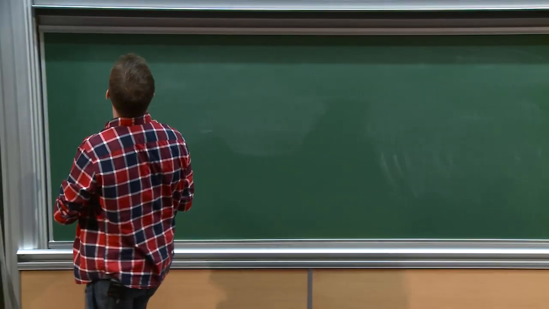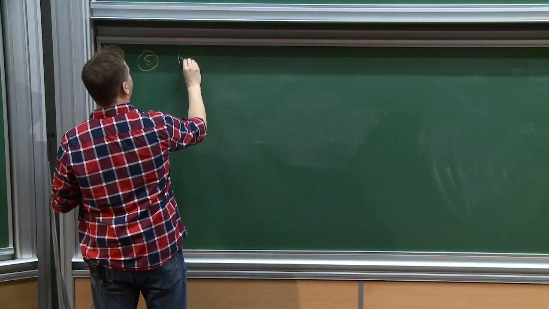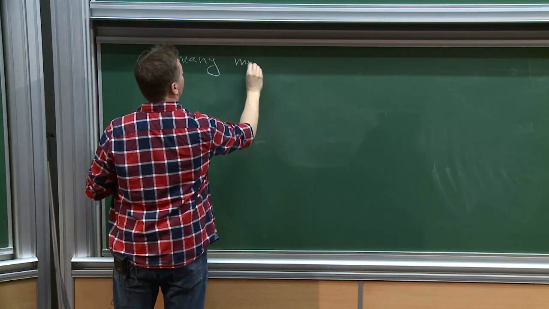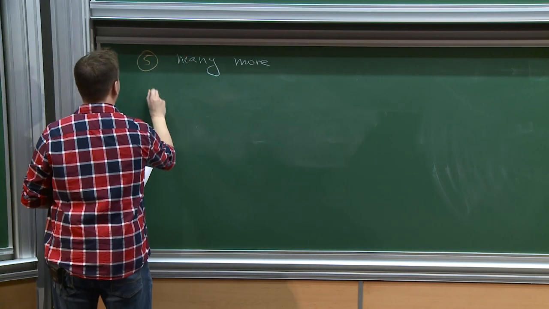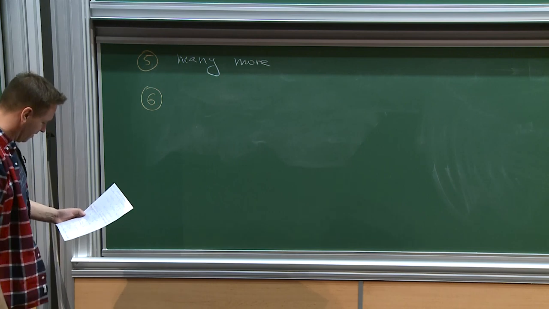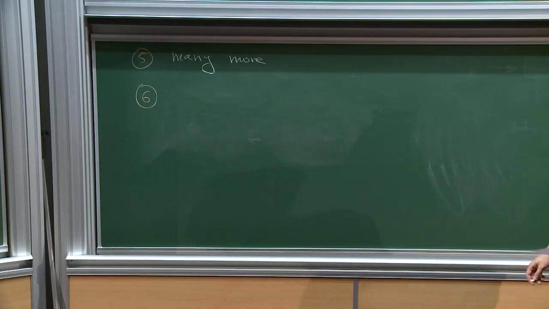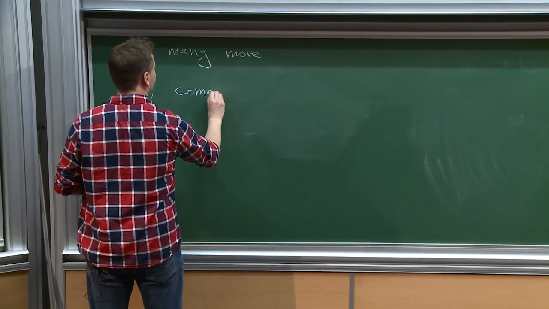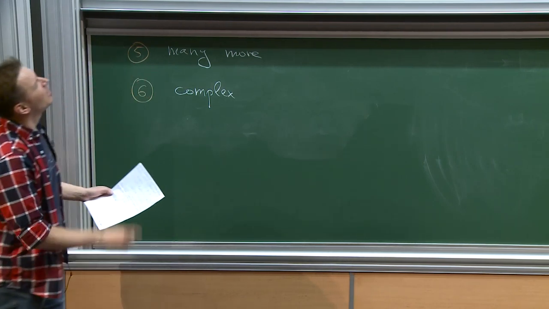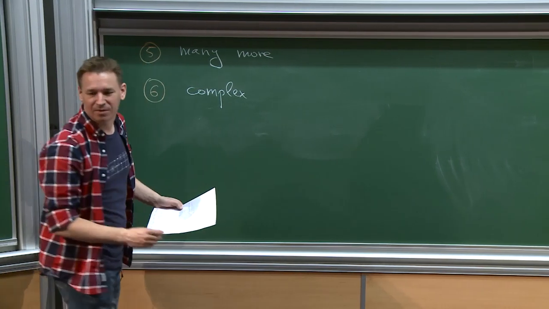So, number five, there are many more problems where this happens. And number six is, it happens in the context of complex Trans-Siemens theory, which under various dualities can be mapped into all these descriptions I mentioned. So actually all of them.